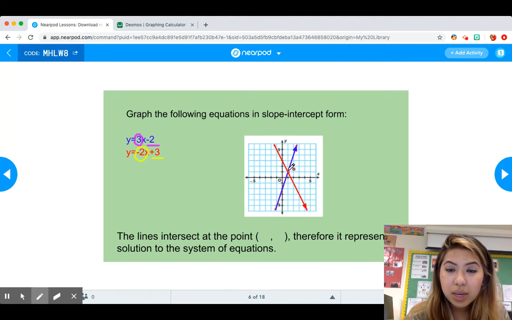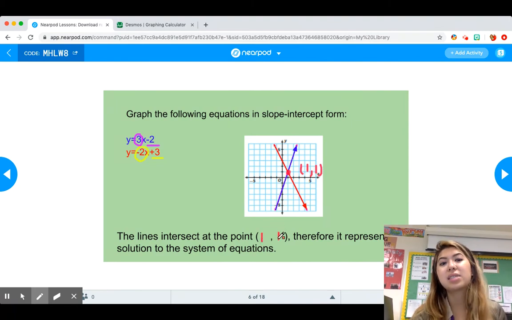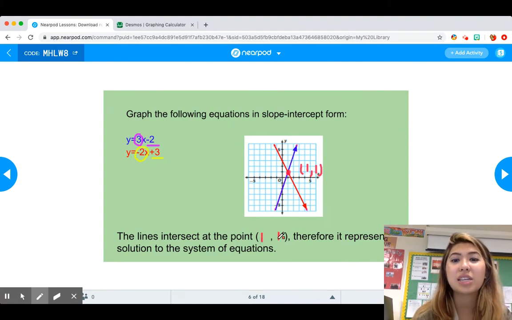So now we have identified what our solution is. So if each box represents 1, that means that this coordinate right here would be 1, 1. So in a complete sentence, I would say that the lines intersect at the point 1, 1, therefore it represents a solution to the system of equations.